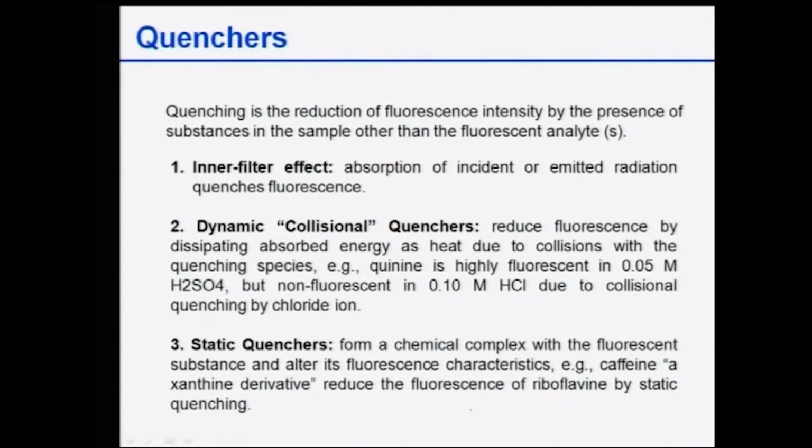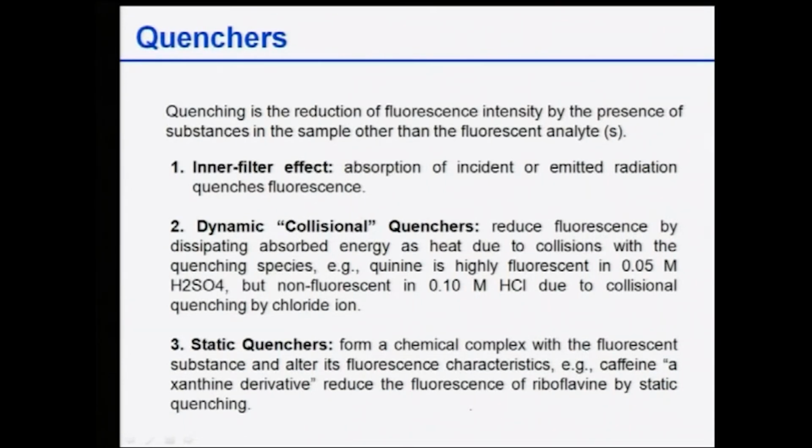So, as I said, a certain amount of energy is transferred from the fluorescent material to the solvent, and you can have different kinds of quenching. Inner filter effect is the absorption of incident or emitted radiation by the quenching substance. Or you can have dynamic collision quenching, which can reduce the fluorescence by dissipating the absorbed energy as heat due to collisions with the quenching species. Quinine is highly fluorescent in 0.05 molar H2SO4, but non-fluorescent in 0.1 molar HCl due to collisional quenching by the chloride ions. Chloride ions absorb the energy as heat.